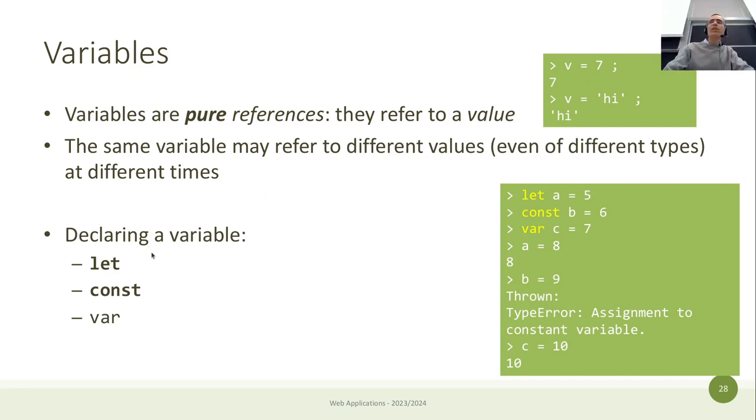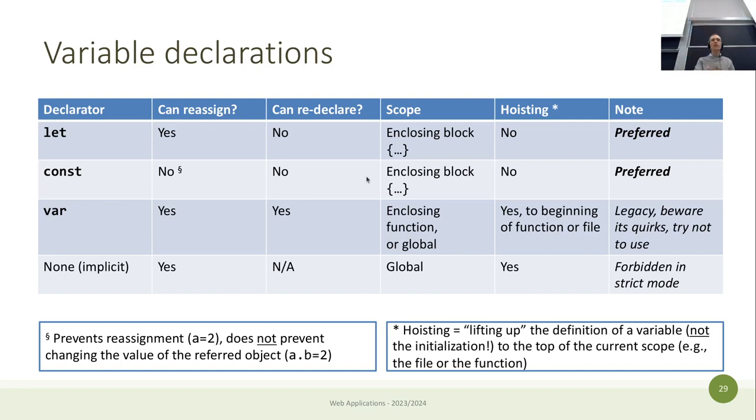Now we need to declare a variable. There are three different ways of doing that in JavaScript. Actually four, but the fourth is forbidden now: let, const, and var. You see the first two are bold. Let's see what's the difference, and then we will experiment with Python Tutor.